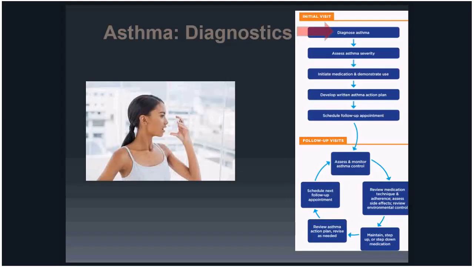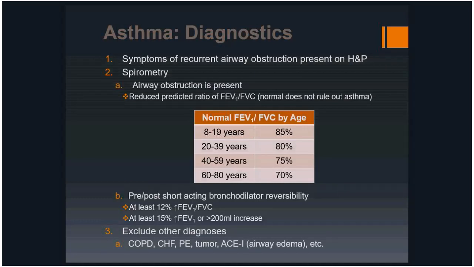So, from a diagnostic standpoint, let's walk through what it entails for asthma. In order to diagnose asthma, there must be symptoms of recurrent airway obstruction. So you must see some of those subjective and objective findings. They must be present on history and physical.